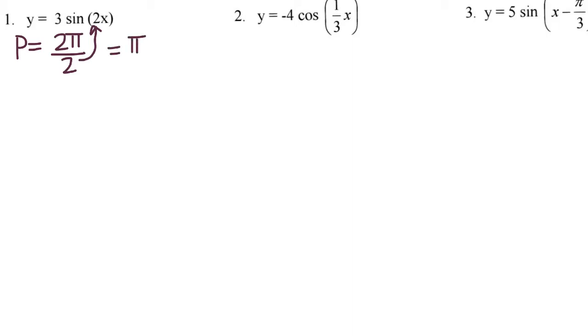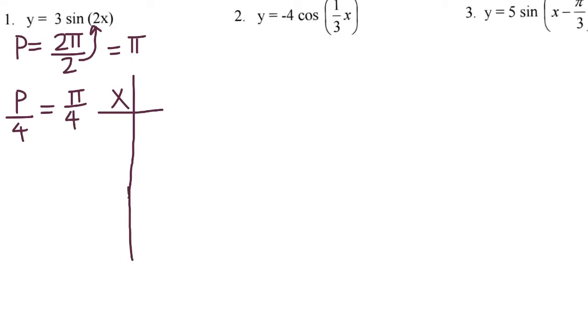Now for us to find what we call our quarter points, or our x values, we will need to take that period and divide it by 4, which is going to give us pi over 4. So I know in my t-chart, I will need to go up by pi over 4 each time. Now we are still starting at 0, and since we don't have a phase shift, we can go ahead and label the other part of our t-chart y.